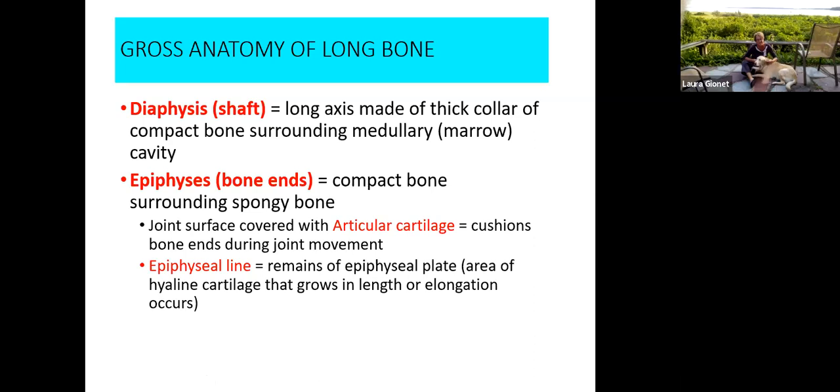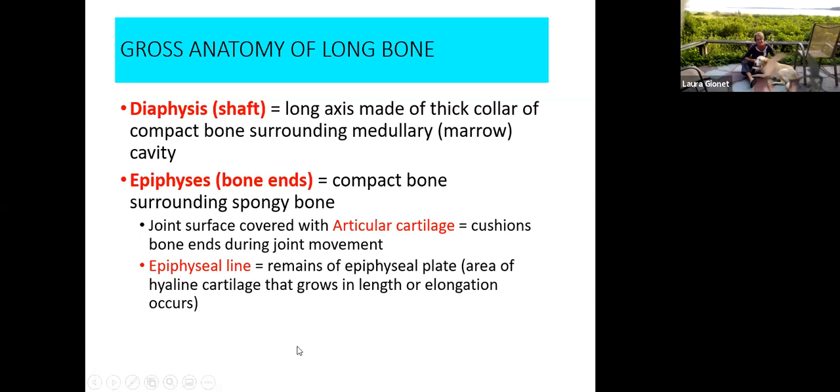We're going to look at the gross anatomy, the large anatomy of a bone. We have these different regions. We have the shaft of the bone called the diaphysis, and the knobby ends of the bone called the epiphyses. The diaphysis is the long axis made of a thick collar of compact bone surrounding what's called a medullary cavity that contains either red bone marrow or yellow bone marrow, depending on the age of the individual. And then we have the ends, composed of compact bone and spongy bone to the interior.